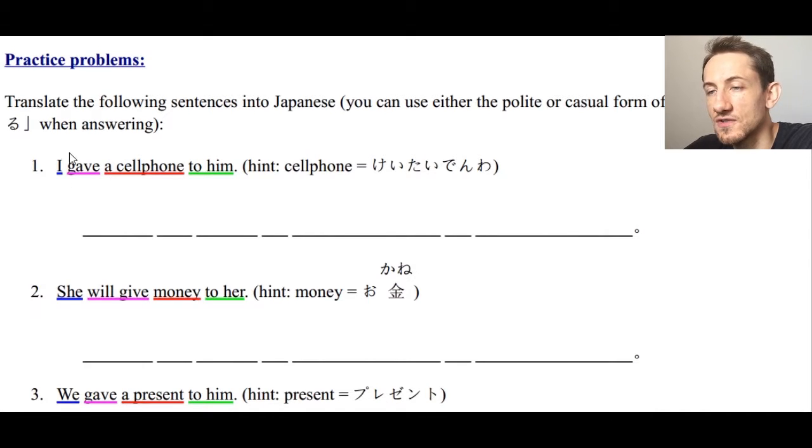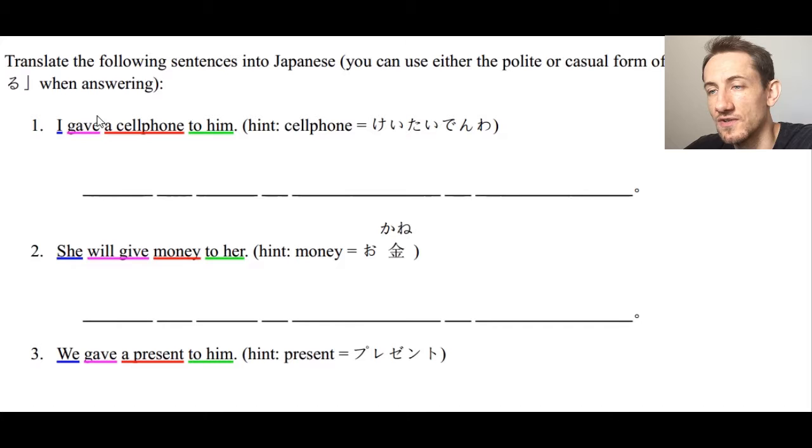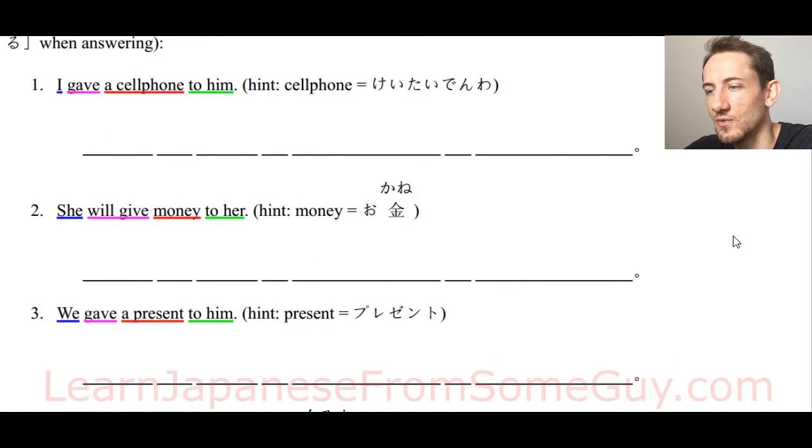But we'll first just look at the English sentence. So for example, I gave a cell phone to him, and the word for cell phone is keitai denwa. So you're going to fill in the blanks, and you should use each blank, and it should fit perfectly. Of course, you can make any number of sentences, but just try to translate I gave a cell phone to him using ageru. So here we have numbers 1, 2, and 3.